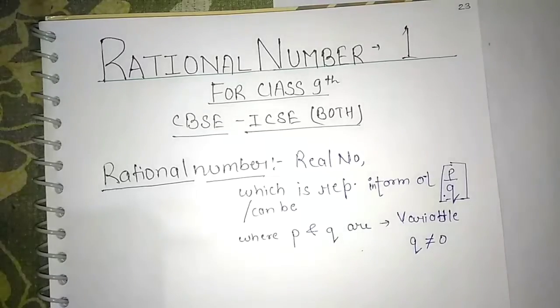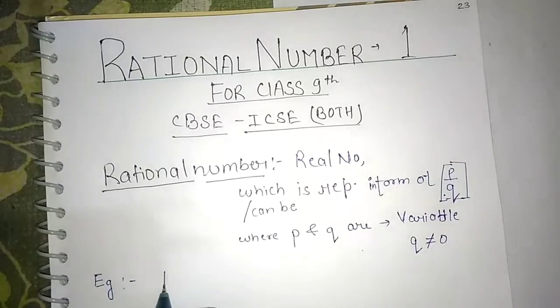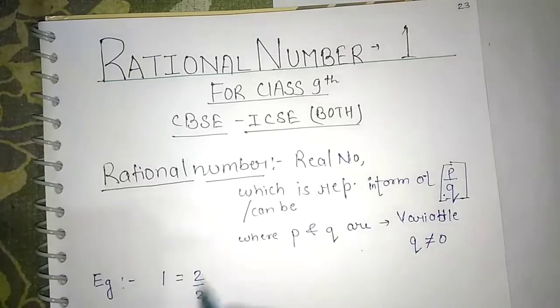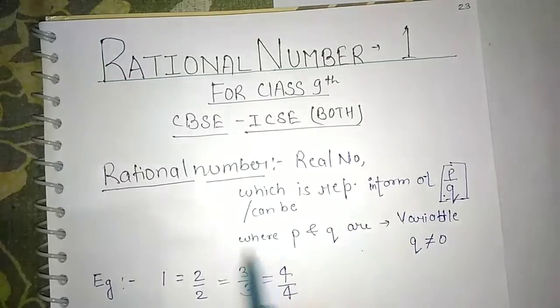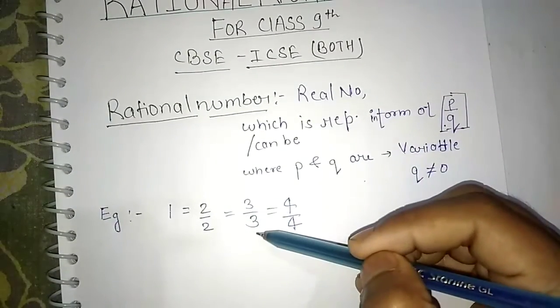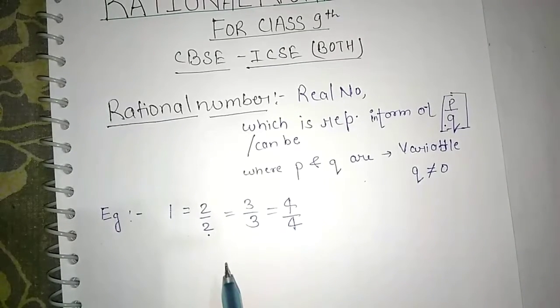How can we show a rational number? We will take some examples of rational numbers. We take the example of 1. 1 can be shown as 2 by 2. It is also a rational number. 3 by 3, 4 by 4. These are rational numbers because they are shown in p by q form, and q is not equal to 0. So this is a rational number.